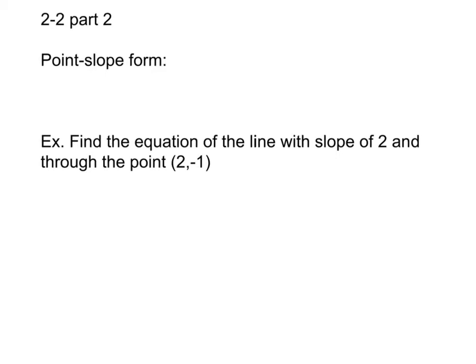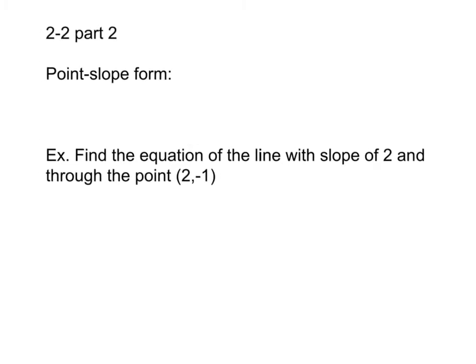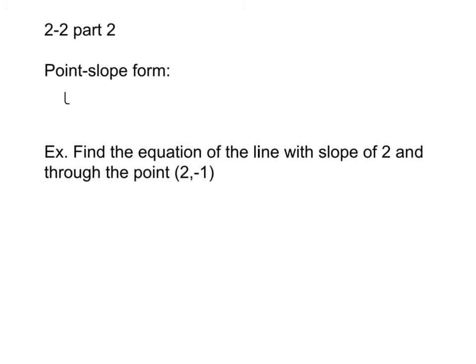Okay, point slope form. This is just going to be y minus y1 equals m times x minus x1, where m is our slope. So we're going to use this to find the equation of a line through a point and knowing our slope. So an example, find the equation of a line with slope of 2 and through the point 2, negative 1.